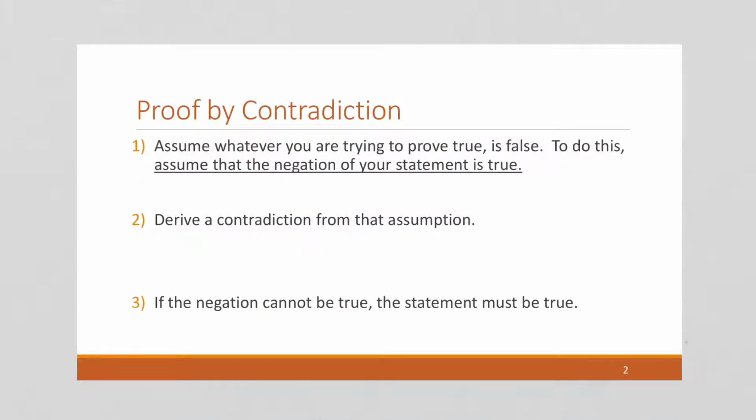So first, recall the way we do a proof by contradiction. Proof by contradiction, we want to start by assuming what we're trying to prove true is false. So we're trying to prove some universal conditional statement is true. Right? This is our goal. So what we want to do is suppose the negation.